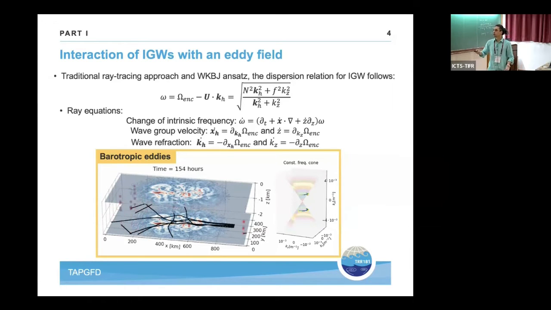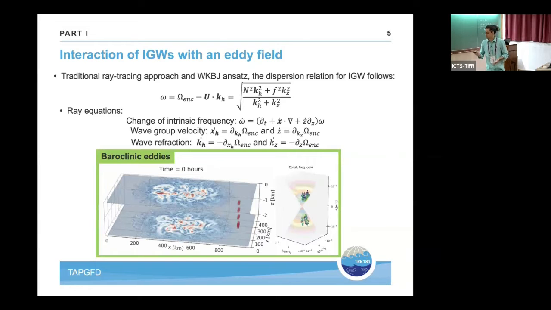So if we look at this evolution in phase space, here I show the three-dimensional phase space. The cone represents the constant frequency cone where I initialize my rays. On this, I hope you see, there's a red dot there. All the waves are initialized there. And by the end of the simulation, they spread horizontally in phase space. So the eddy field is isotropicizing the wave field in horizontal wave angle.